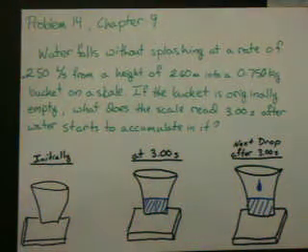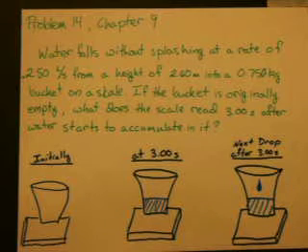The problem chosen is problem 14 from chapter 9. It states water falls without splashing at a rate of 0.250 liters per second from a height of 2.60 meters into a 0.75 kilogram bucket on a scale. If the bucket is originally empty, what does the scale read 3 seconds after the water starts to accumulate in it?